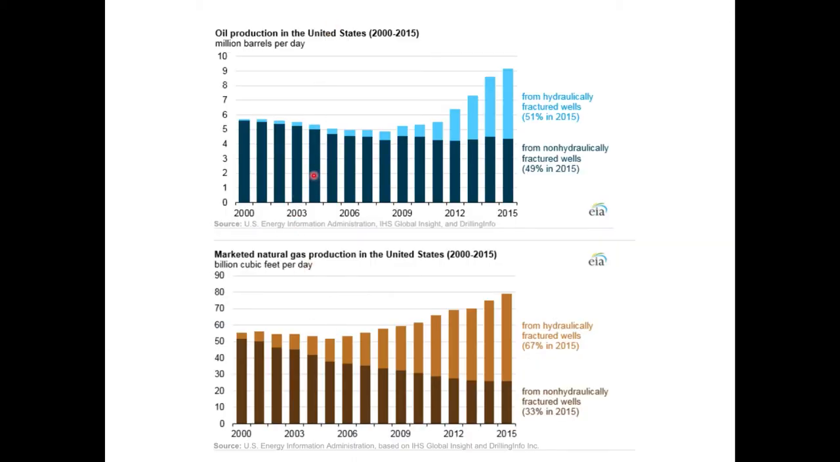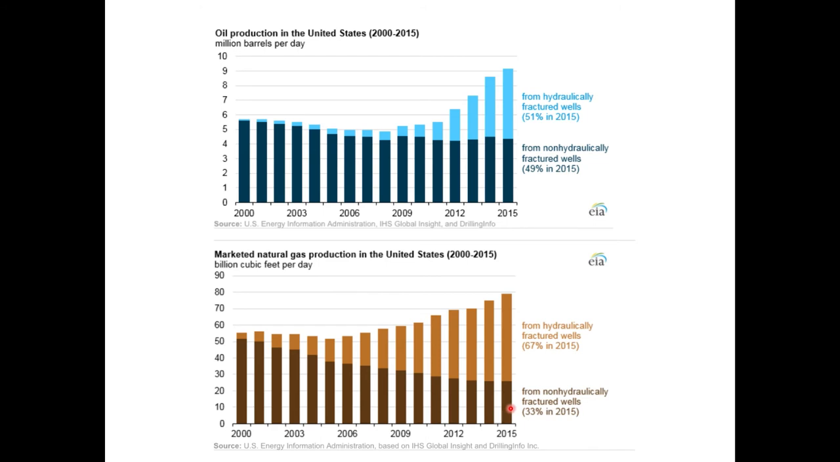As a result, the two histograms shown here, the top is oil, the bottom is natural gas. There are two colors in each, and all I want you to see is that as a function of time from 2000 through 2015, the light blue or Carolina blue in the top is oil production from hydraulically fractured wells. The dark blue is from traditional non-hydraulically fractured wells. And what we know now is that hydraulically fractured wells are accounting for more than 50% of oil production. And for natural gas on the bottom, it's the same. If we look at the amount of natural gas produced from hydraulically fractured wells, shown here in the lighter orange color, you can see that more than two-thirds or 67% of natural gas production is from hydraulically fractured wells, and only one-third from non-hydraulically fractured wells.